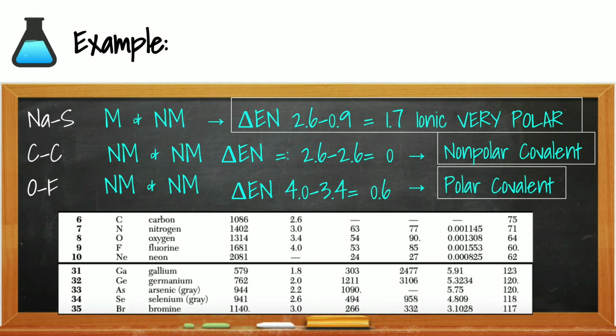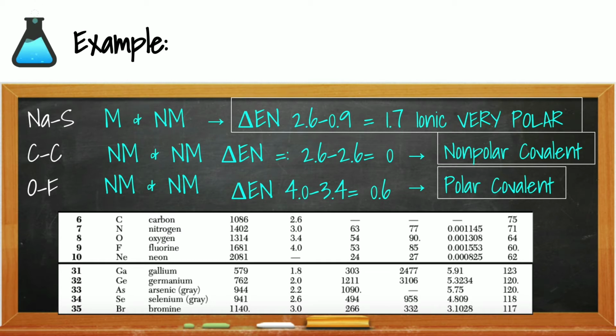In the oxygen and fluorine bond, we again have two nonmetals, but they have different electronegativity values. We always want to find the absolute difference in electronegativity. So the electronegativity difference is 0.6, creating a polar covalent bond.